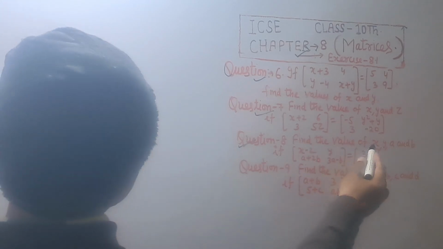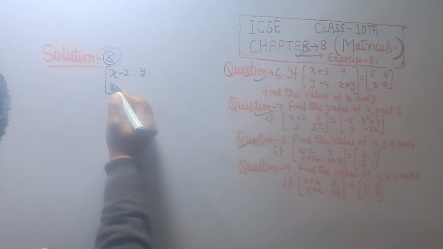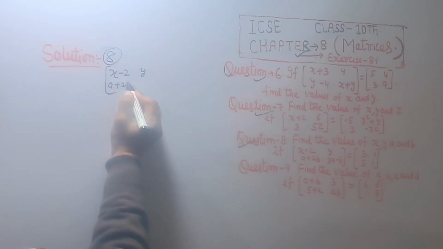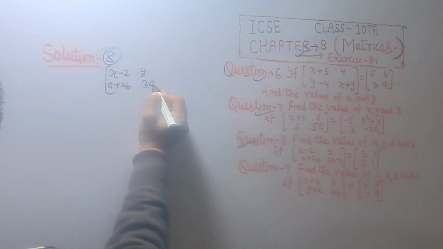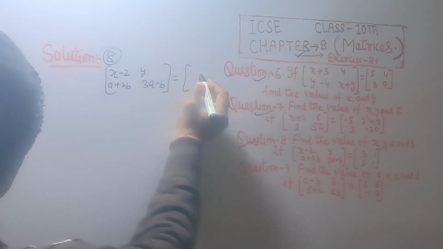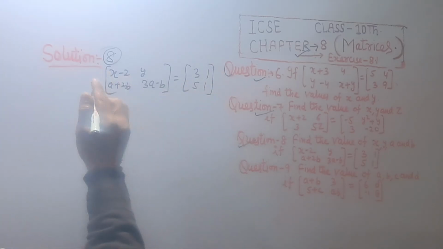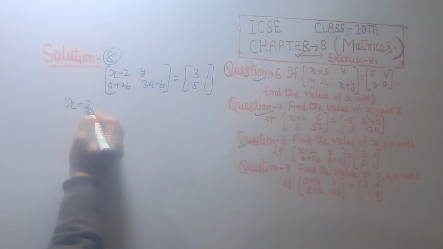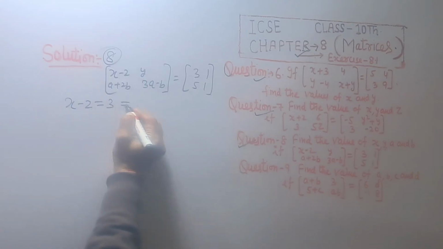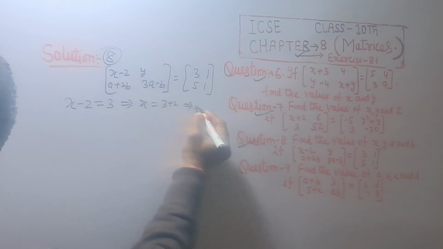Find the value of x, y, a and b. Given that x minus 2, y, a plus 2b, 3a minus b equal to 3, 1, 5 and 1. First, x minus 2 equal to 3, which implies x equal to 3 plus 2. So x equal to 5.